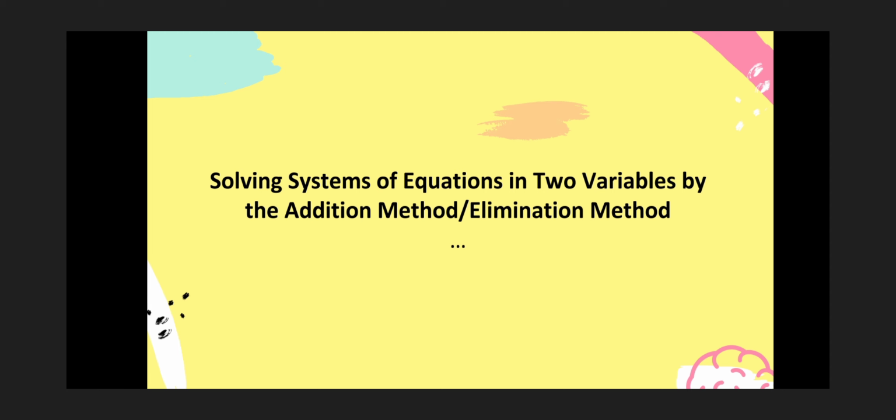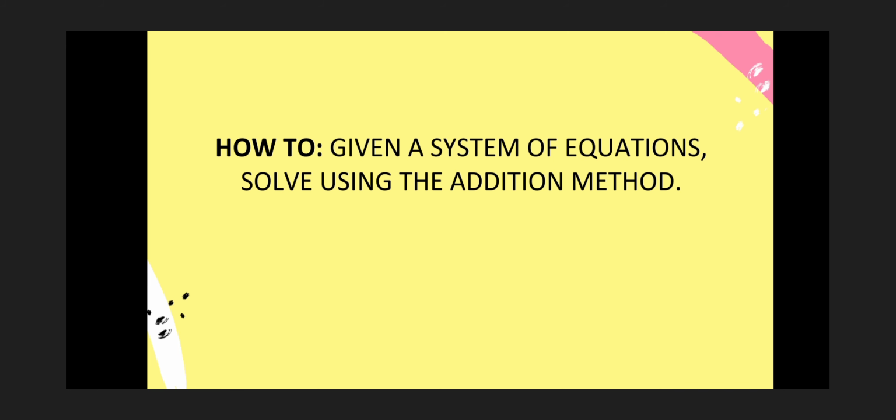But, of course, not all systems are set up with the two terms of one variable having opposite coefficients. So, often we must adjust one or both of the equations by multiplication so that one variable will be eliminated by addition. So, how to? Ito naman yung mga dapat nating tandaan dito sa ating third method.